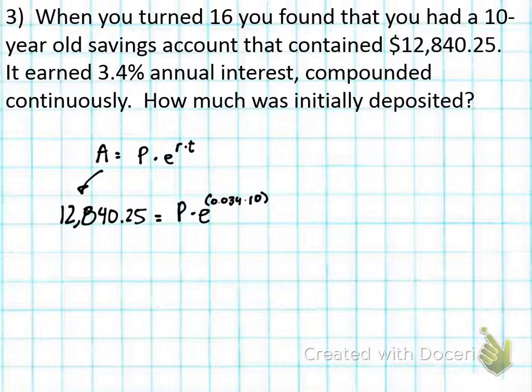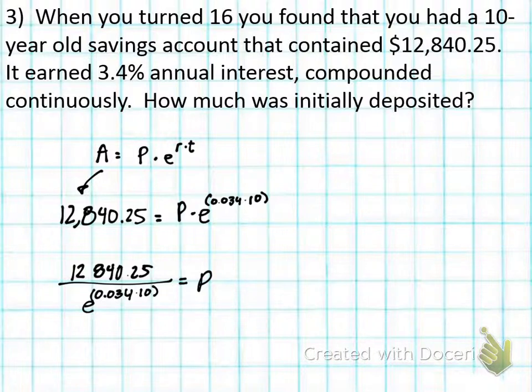Okay. What's step 2? What part of the equation is missing? P. Okay. Is P by itself right now? Is our principal amount by itself? No, we need to solve for it. So we're going to divide both sides by this e, this whole term right here. We're going to put that into the denominator. So we're really going to be calculating 12,840 and 25 cents divided by e to this power, which is equal to P.